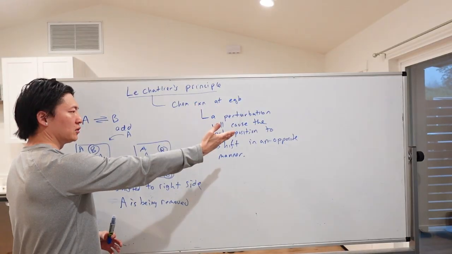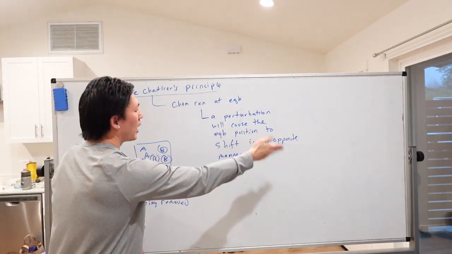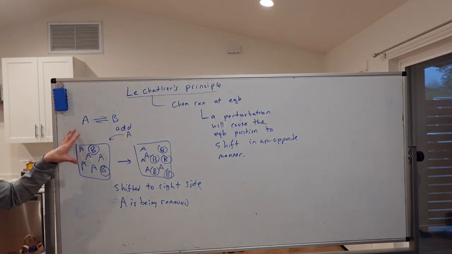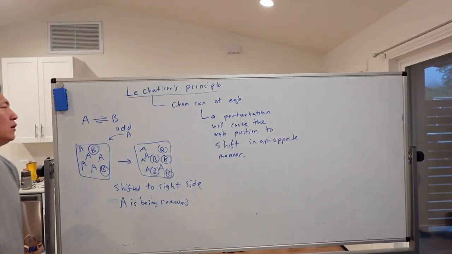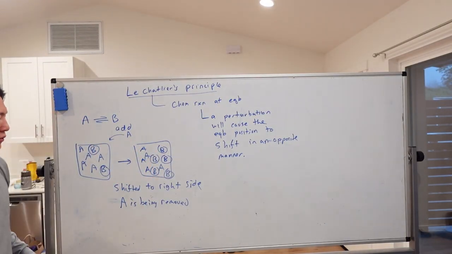A perturbation will cause the equilibrium position to shift in an opposite manner, okay? So the opposite of adding A is to remove A by shifting to the right. That is, A particles must disappear to make more B particles.